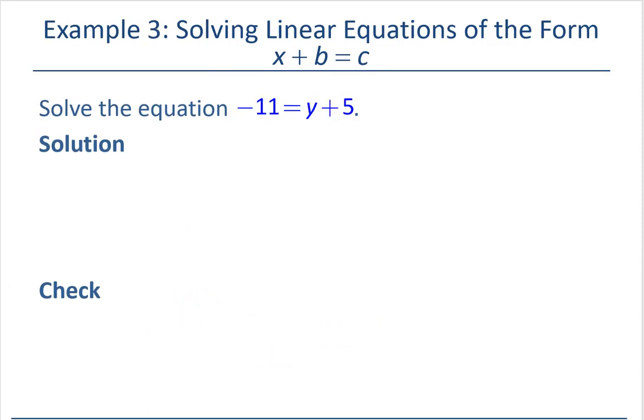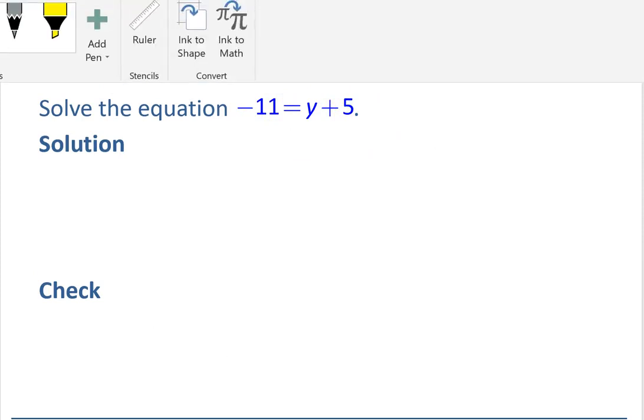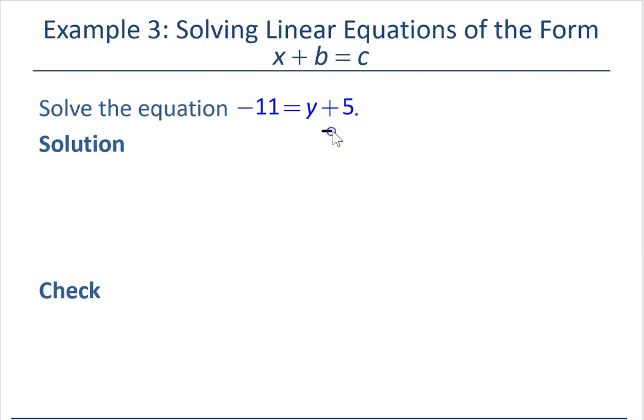Let's continue on. Alright, let's look at this guy here. Notice everything's on the other side. It doesn't matter. We can still just work with it the same way. Let me make my pen a little bit thicker. Alright, notice we've got y plus 5 is equal to negative 11. Well, we notice that plus 5, to get rid of a 5, the inverse of that is going to be subtract 5. Okay, so we'll subtract 5 from both sides.